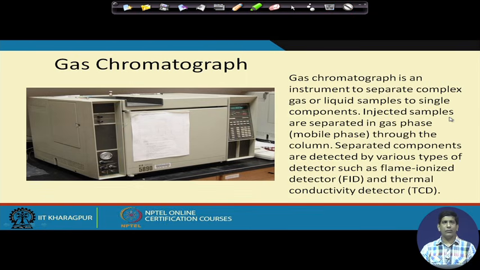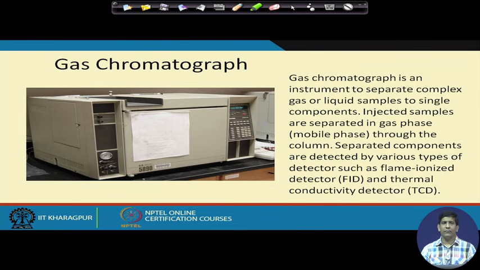Then the other is the gas chromatograph. A gas chromatograph is an instrument to separate, again, a complex gas or liquid into single components. Here the injected sample is separated in the gas phase, and then the separated components are detected by various types of detectors. There is the FID, which is a flame ionization detector, or a thermal conductivity detector.